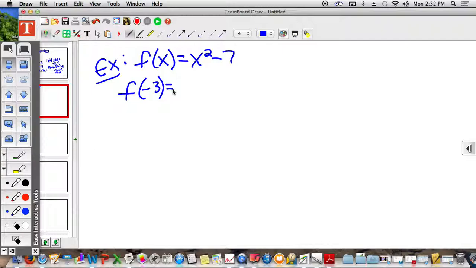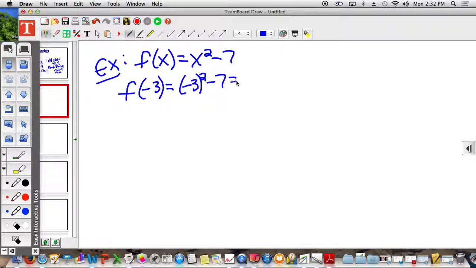Negative 3 squared. Yep. Make sure when you replace x with a negative 3, you put it in parentheses. So you're going to have negative 3, squared, minus 7. What is negative 3 squared? It's 9. Minus 7 is 2. So you have 9 minus 7.